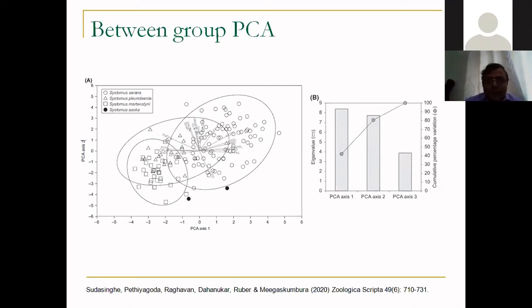Now, in this particular case, this was a paper that we published recently. You'll see that we have some overlapping organisms. Now we have just plotted in 2 dimensions. If you plot this in 3 dimensions, then you can actually see that even this overlap vanishes. Okay, so this is a concept of principal component, and between-group principal component.